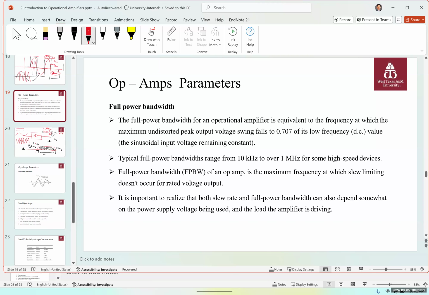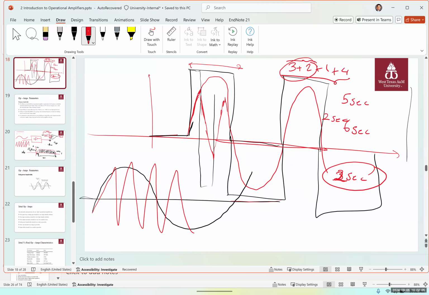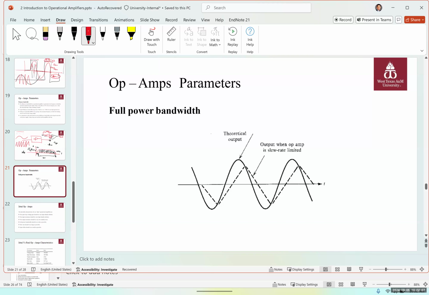Okay. So this is an example of full power bandwidth. And if it's not enough, the output would be distorted, exactly like what I showed you in this picture, which creates a triangle signal. So, yes, please.